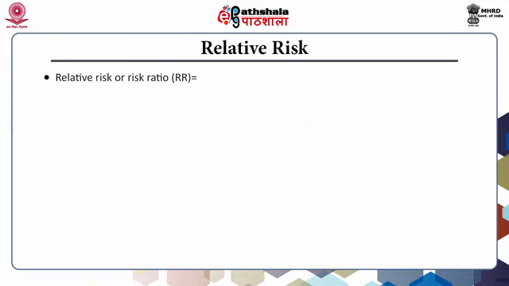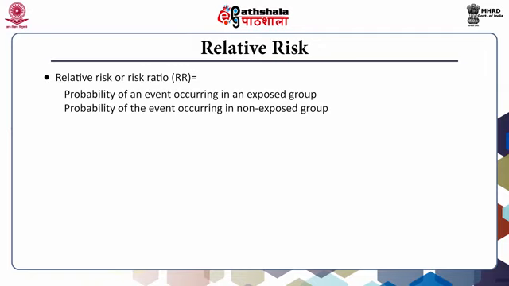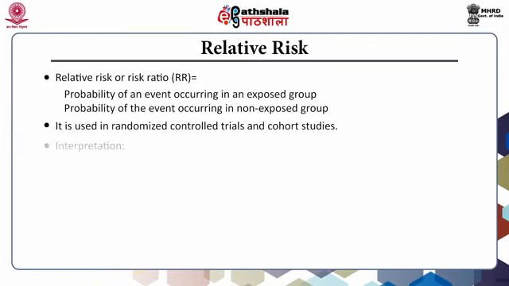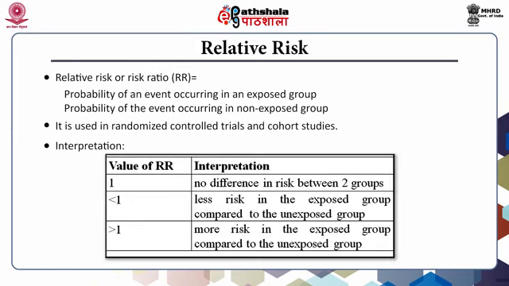Relative risk or risk ratio. This is given by the ratio of probability of an event occurring in an exposed group to the probability of the event occurring in a non-exposed group. It is used in randomized controlled trials and cohort studies. The interpretation of the values in relative risk are given below. If the value is 1, there is no difference in risk between two groups. If it is less than 1, there is less risk in the exposed group as compared to the unexposed group. If the value of relative risk is more than 1, there is more risk in the exposed group as compared to the unexposed group.